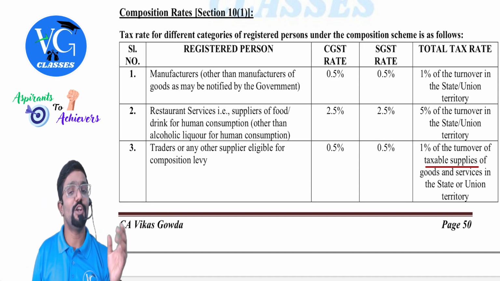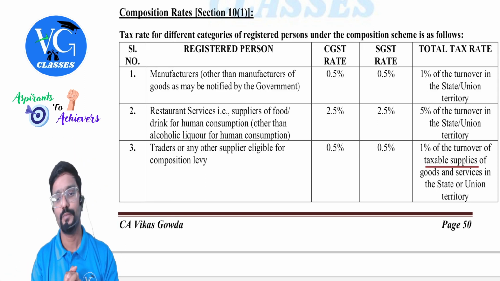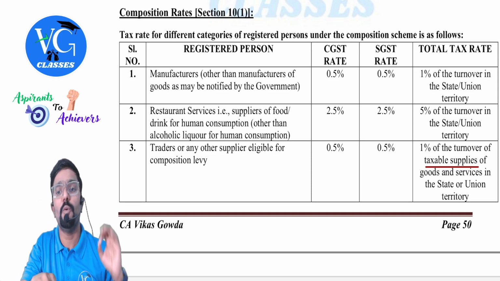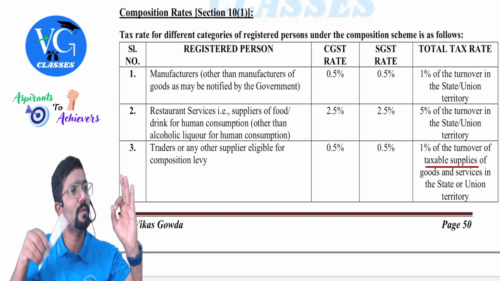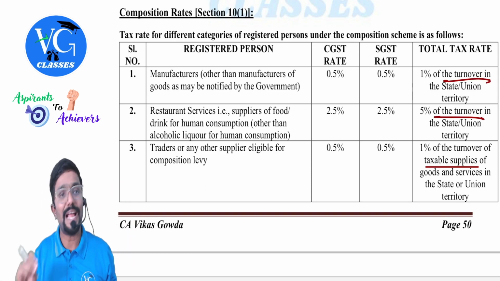Chalo, 2.5, 2.5. What is the total rate? 5%. 5% of the turnover in the state or union territory. 5% of the turnover, guys. If they say only turnover, what turnover? Total turnover. Whereas for trader, they said taxable turnover.